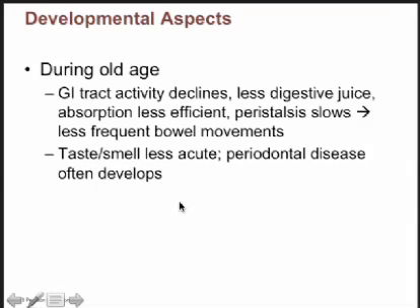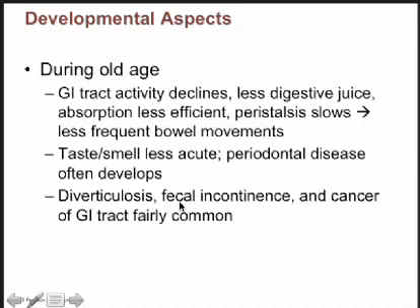Our taste and our smell become less acute, and as a result, we're less interested in eating in general. This reduces our total food intake and our total energy output. And periodontal disease often develops due to salivary gland secretions that become less and less frequent as well. This also increases the incidence of dental caries. Diverticulosis develops as a result of a lifetime of use of the GI. We can also experience fecal incontinence, and cancer of the GI tract is fairly common.